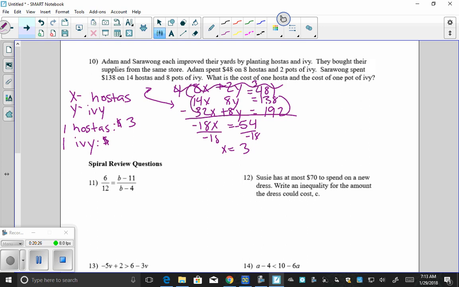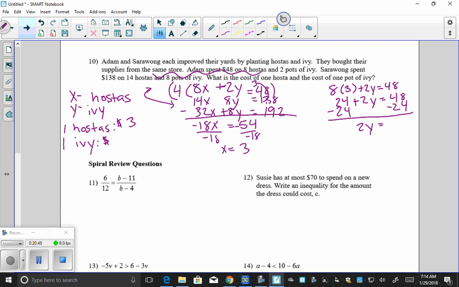Plug it back in, and I'm going to use the top equation again because it looks like it's going to be the easiest. So 8 times 3 plus 2y equals 48. 8 times 3 is 24. So 24 plus 2y equals 48. Subtract 24 from both sides, and you get 2y equals 24. Divide both sides by 2. Y equals 12. So the cost of one hosta is $3, and the cost of one ivy is $12. So that is your answer for problem 10.